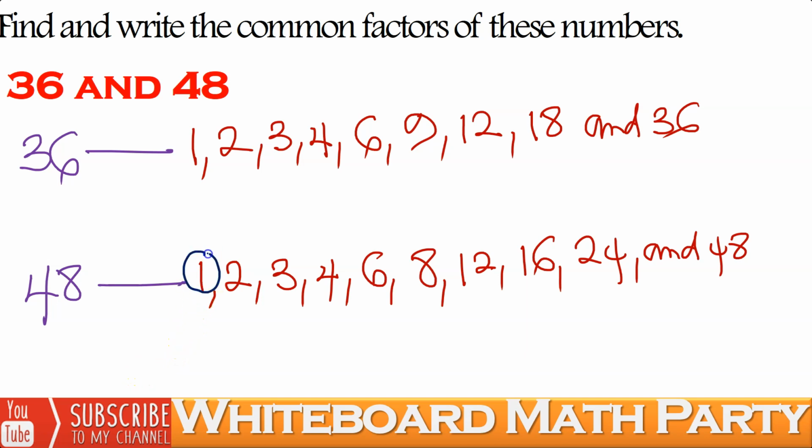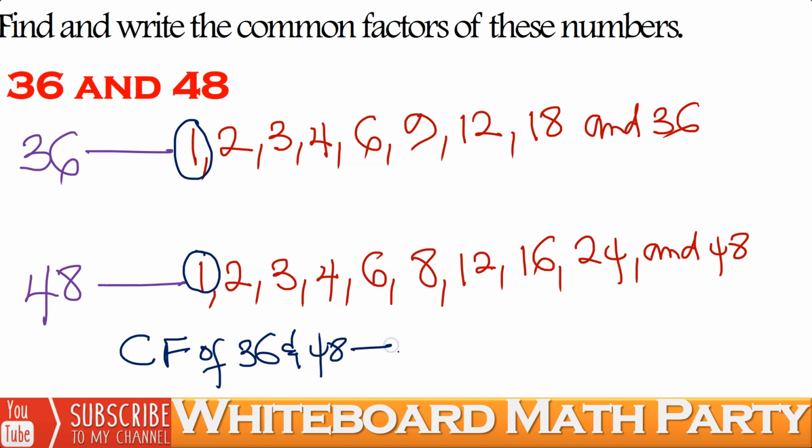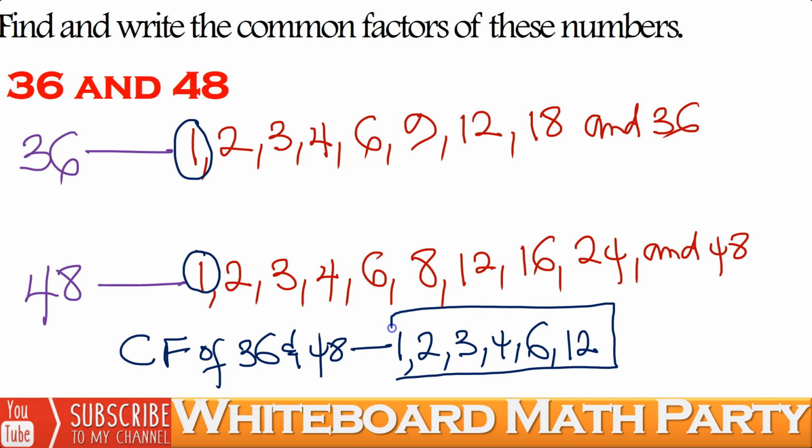And if we compare them, if you watch here, 1 is the very first number that appears there. So I'm going to write the common factors of 36 and 48. They are the number 1, look up and down. The number 2 is also part of them. Then number 3 appears in both. Number 4 appears. Number 6 appears for both of them. What number is the next? 12. Do we have more? Check properly. That's it. So the common factors of 36 and 48 are 1, 2, 3, 4, 6, and 12. These are the common factors of 36 and 48.